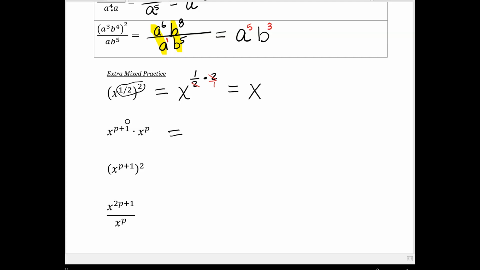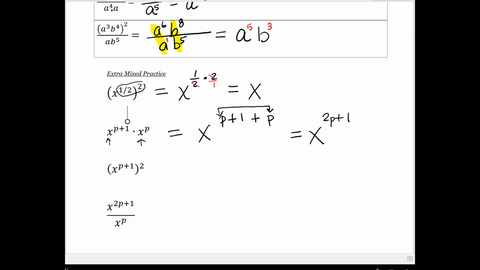And then here, the rule, we have multiplication. So you have the same base again, and you're multiplying. So what is the rule for the exponents? The rule is to add, right? The exponents. What are the exponents? P plus 1. And the other exponent is the other p. So are you able to add any of this? Of course, because you have like terms. So you have x to the 2p plus 1.